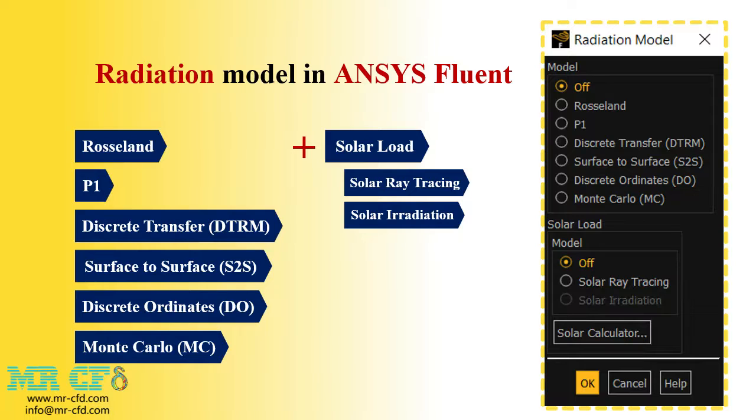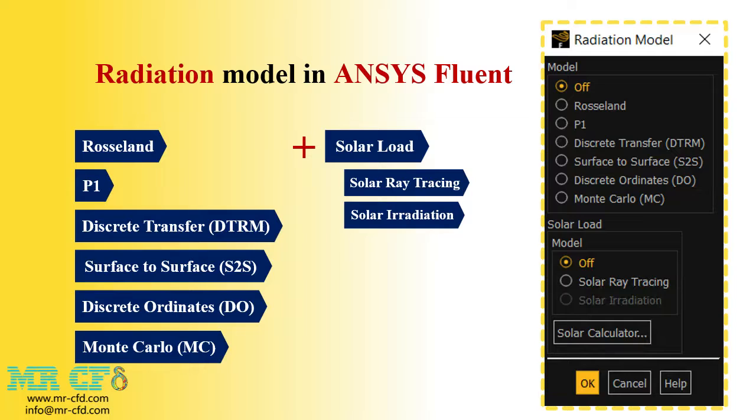When you activate this module, you will encounter different ways of defining radiation heat transfer. These methods are Rosseland, P1, discrete transfer radiation model, DTRM, surface to surface, S2S, discrete ordinates, DO, and Monte Carlo, MC. In addition, this module has the ability to apply solar load.